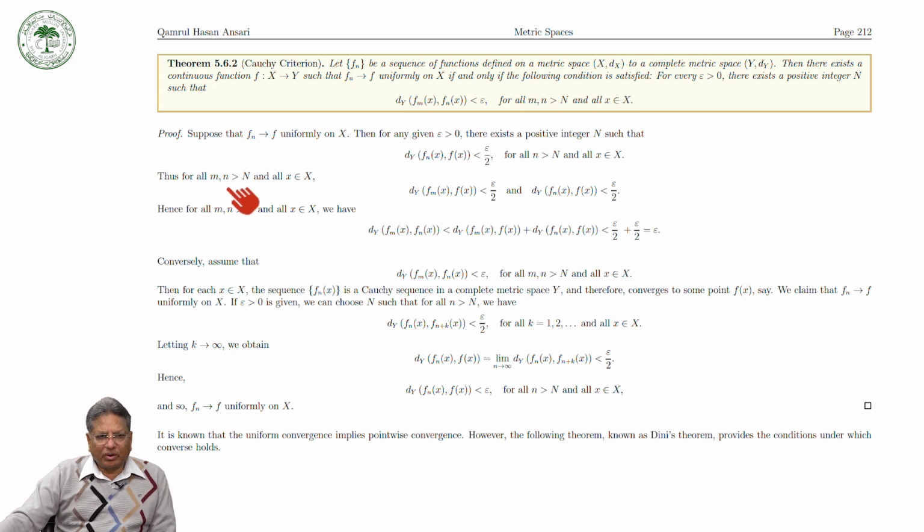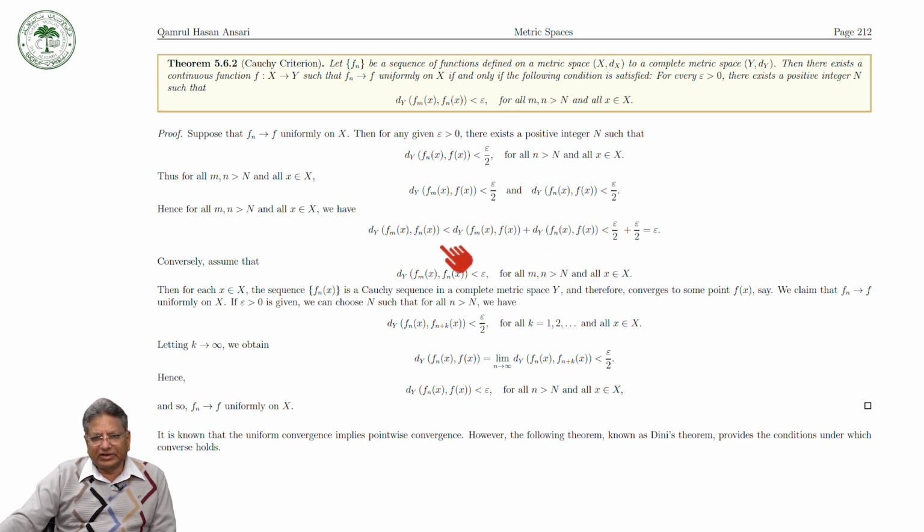Thus, for all m, n greater than N and for all x, d(f_m(x), f_n(x)) is less than epsilon by 2, and here we can take, instead of m, n: d(f_n(x), f(x)) is less than epsilon by 2. So for all m, n greater than N and l greater than or equal to, d(f_m(x), f_n(x)) is less than or equal to this term plus this term.